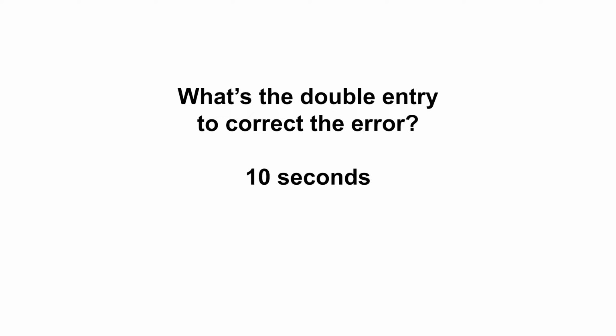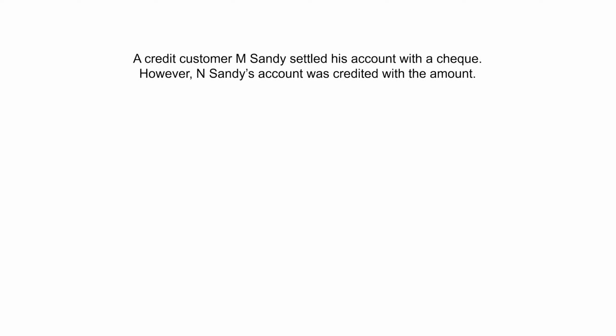What's the double entry to correct the error? 10 seconds. A credit customer, M. Sandy, settled his account with a check. However, N. Sandy's account was credited with the amount. Debit N. Sandy, credit M. Sandy.